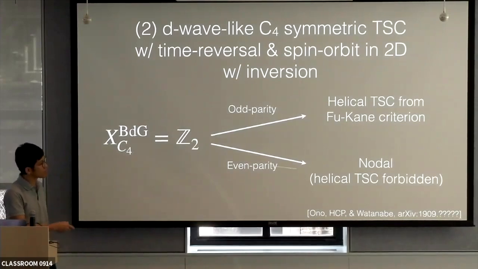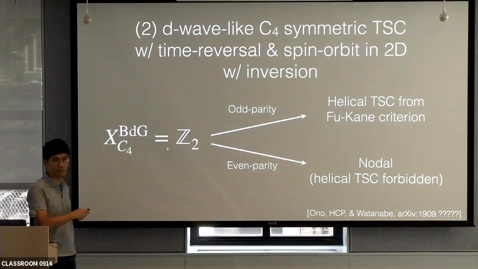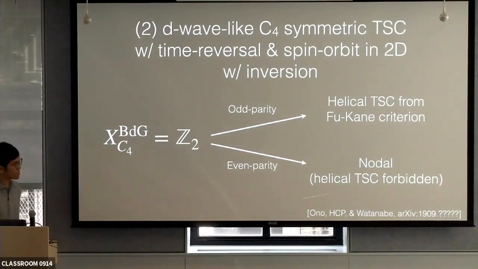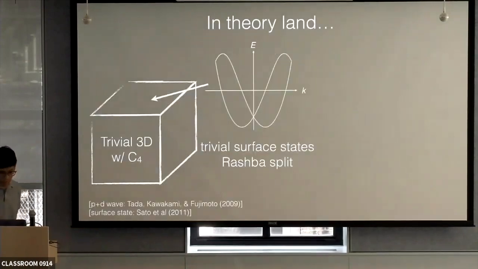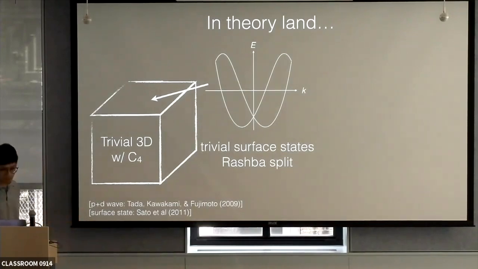But the interesting case is when you have even parity. Even parity pairing would basically forbid the helical topological superconductor, but this index can still be non-trivial. If that is the case, then you can only be gapless. That's like the only consistent option, and there will be some nodal topological superconductor. And this motivates us to have this proposal, but then it's still in theory land, obviously, and you'll see why.